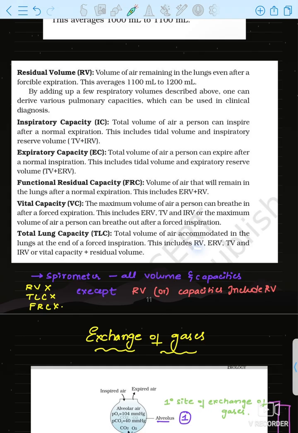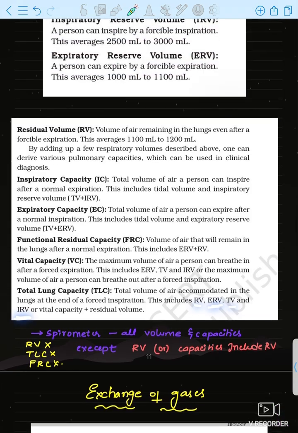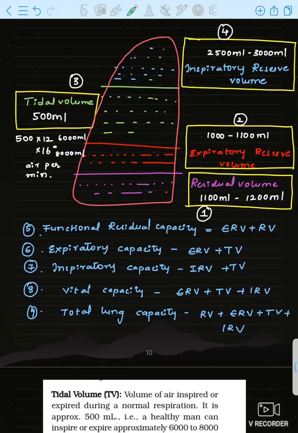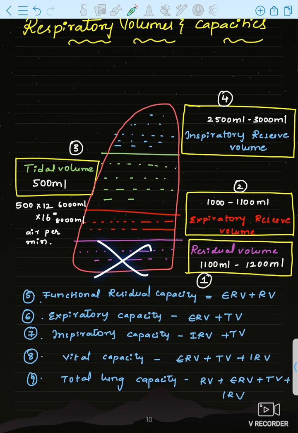This includes RV, residual, ERV, TV, IRV. Okay. See, a spirometer will measure all the volumes and capacities, but a spirometer cannot measure residual volume. Residual volume we can't measure because it is always present. No, we can't measure residual volume.